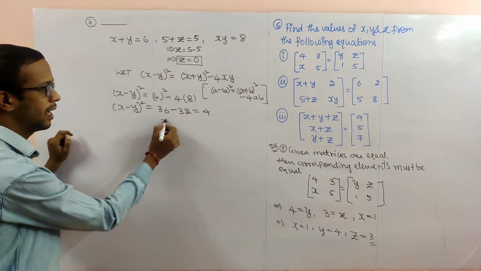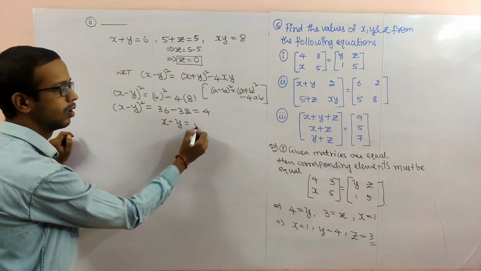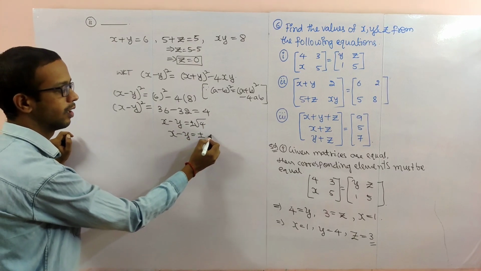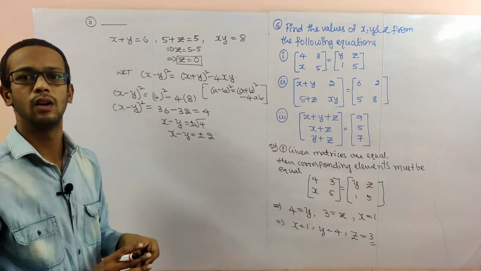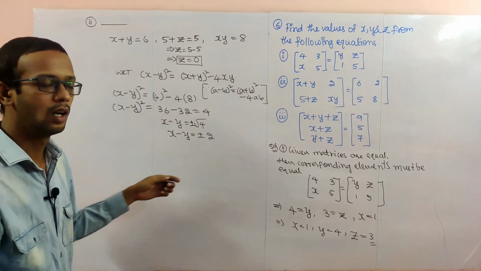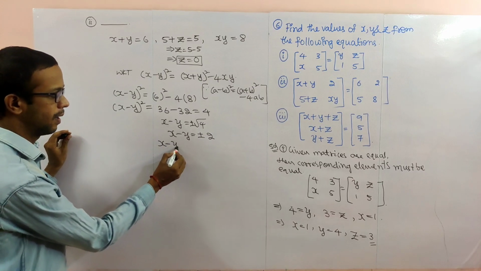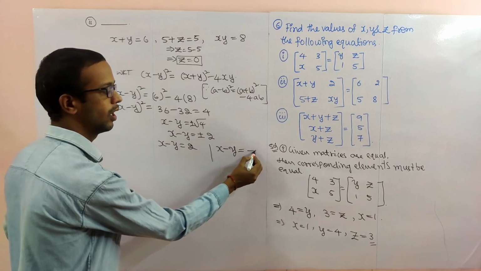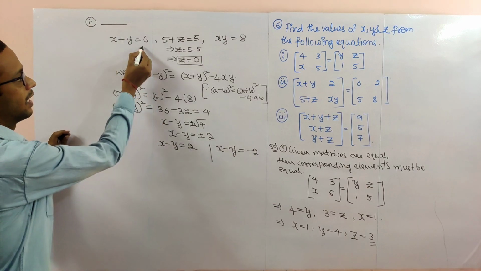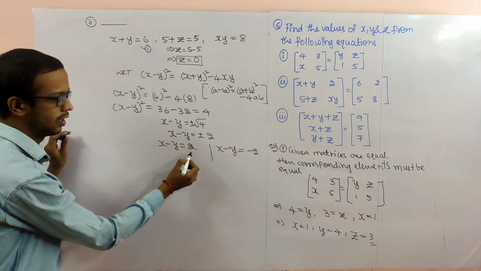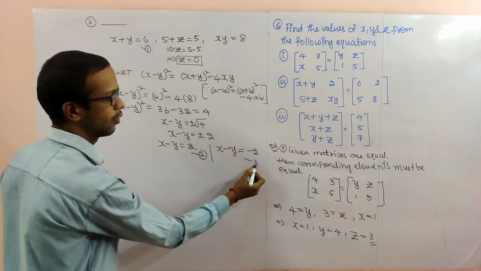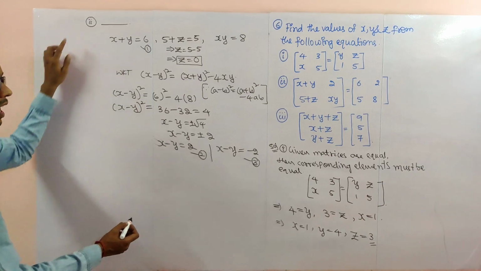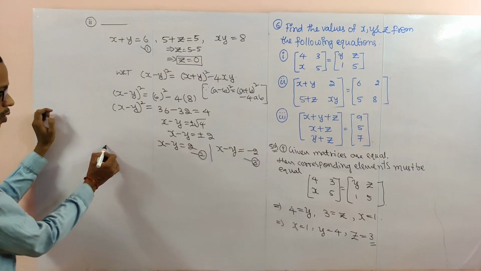(x minus y) whole square is 4. x minus y is equal to plus or minus root 4, so x minus y is equal to plus or minus 2. First you take it as plus, second one take as minus. Two equations we will get. So I'll take this one as equation 1, this one equation 2, this one equation 3. I will solve 1 and 2. 1 plus 2 I'm making.